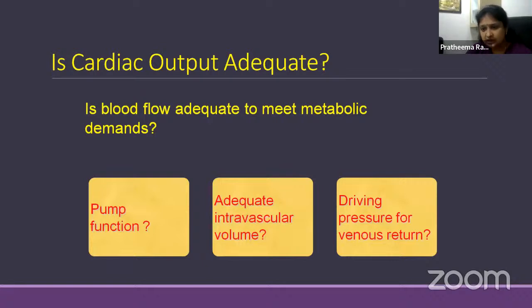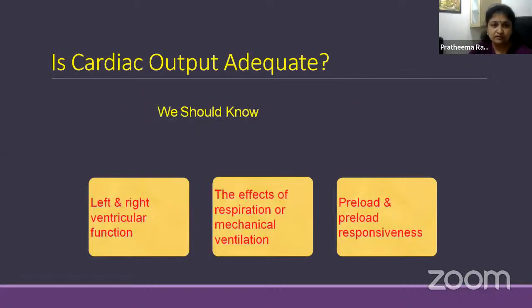Is the preload good in the other sense? And driving pressure for the venous, is the tank filled up? Is there any increased afterload? So this is what we need to know. To know about that, we should know about the left and right ventricular function, literally the heart function. And particularly, we are always more worried about the left ventricular ejection fraction. Then, whether the patient is intubated or spontaneously breathing, we need to know when the patient is breathing, is there change in the blood pressure or the hemodynamics? And what is the preload? Is the tank filled well? Is the patient having a good volume, or is he losing? Or if you give a fluid challenge, is it going to be responding well? So this is what we need to know.